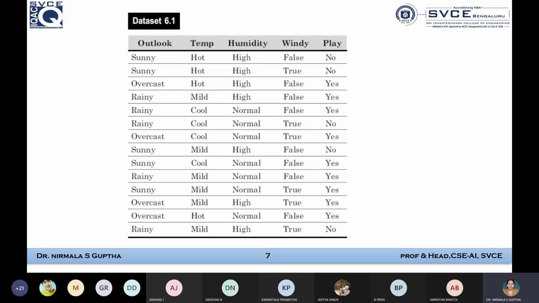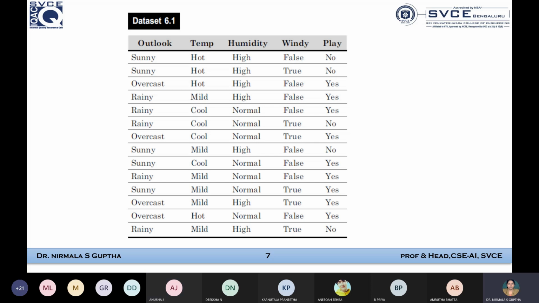Wonderful. Then how many no's were there? How many yes were there? For hot temperature, 2 were yes and 2 were no. Wonderful. So the error was 2 by 4. But there is a confusion, ambiguity. Both were equal. Yes were also 2 and no were also 2. Correct? Yes, ma'am. We can't really justify that answer.